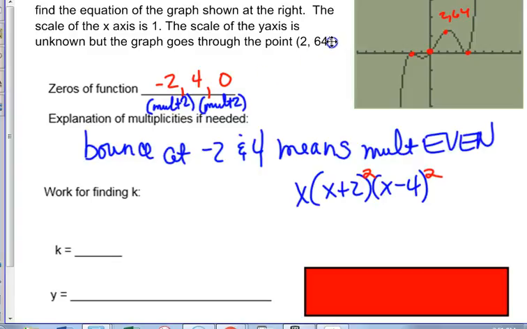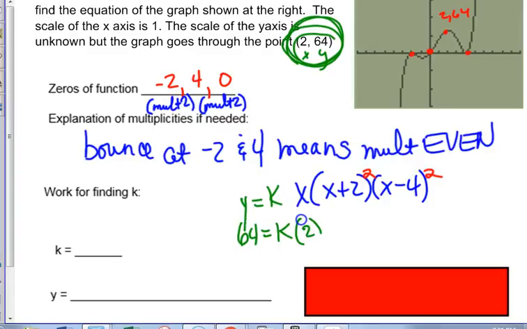We use A a lot instead of K, but it's the stretch. That's why this is here, remember? Otherwise we wouldn't care about that. So remember, we got to use that. X is 2, Y is 64. So we're going to do what? So 64 equals K times 2. 2 plus 2 squared would be 16. Does that sound right? 2 minus 4 back here would be negative 2 squared. Okay, so 16 times 4 is 64 times 2 is 128.